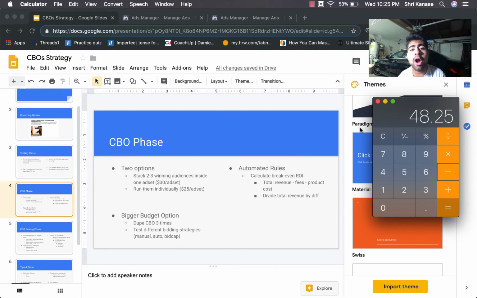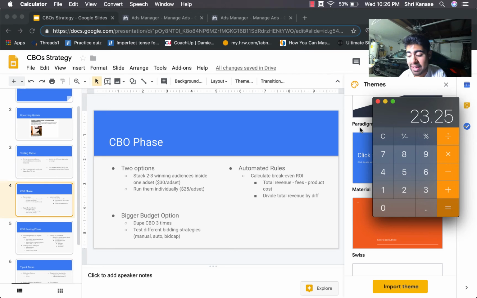And let's say you get the product for about $25. So let's do just that. Subtract 25. And that means you're left with a total profit of $23.25. This also means that you can spend about $23.25 per ad set before shutting it off.